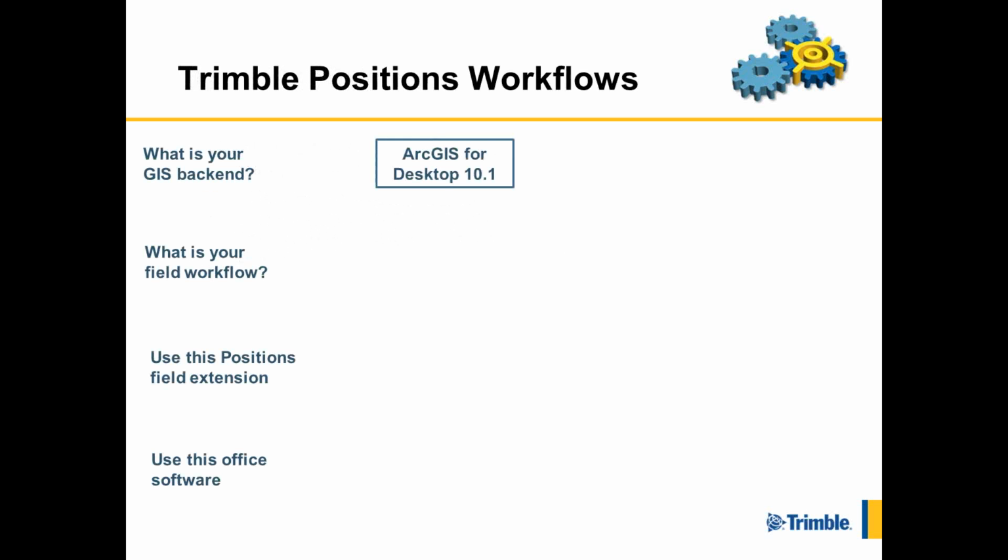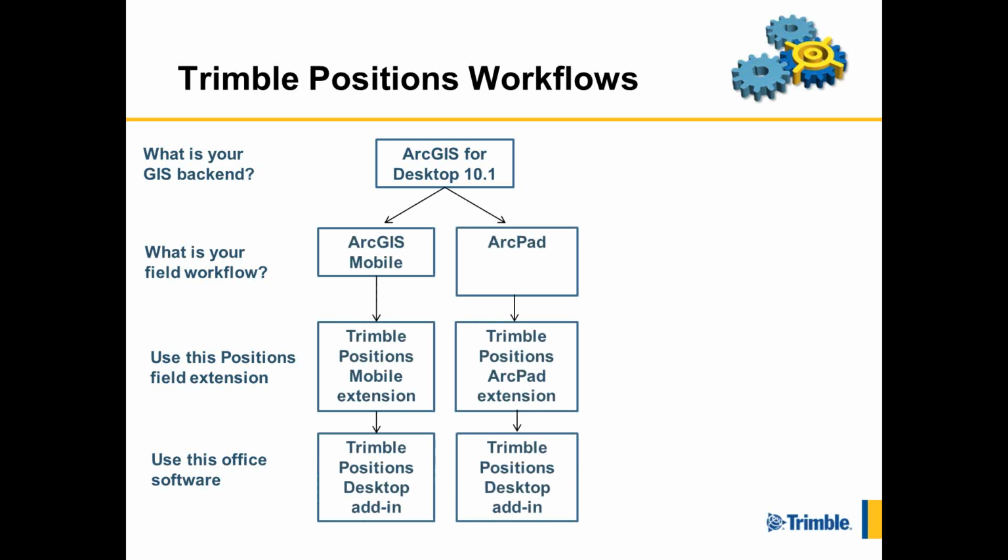So here's a little flow chart that you can take a quick look at. If you've moved to ArcGIS 10.1, and this is really the main thing that causes this cascading requirement to move to Trimble Positions, you can use either ArcGIS Mobile in the field or ArcPad. You're going to have a Trimble Positions extension for each one of those. There's one for ArcPad, there's a different one for mobile. And then in either case, you're going to need the Trimble Positions desktop add-in on your PC or on your server. So that's pretty common.